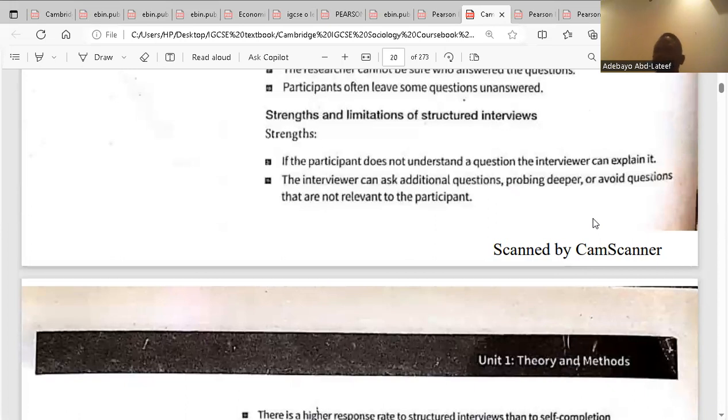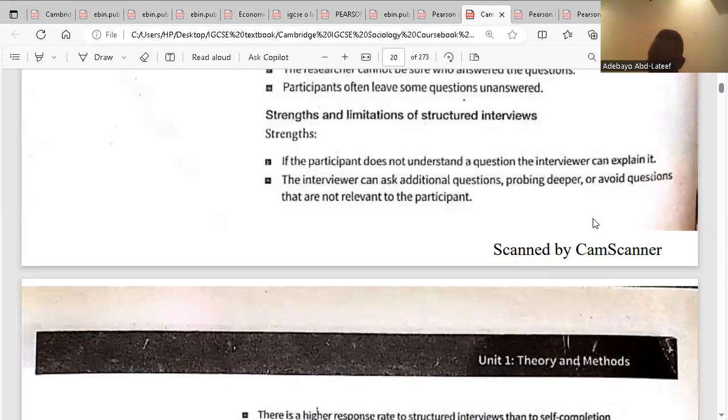What I'm saying here is that when the interviewer is there, the researcher is there. So in the course of the respondent answering the questions, some new questions might come up, which means the interviewer can probe further, which might be good for the research. But for self-completion, it's not possible. It's only one question.